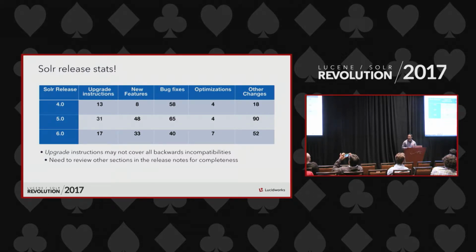So one thing that I noticed during my work on upgrade is that the upgrade instructions don't actually cover the entire set of changes that you have to consider. And generally it is left up to the committer to decide whether to include that change in the upgrade instruction or not. So what that means is that you can't really be sure that just following the upgrade instructions would be sufficient.